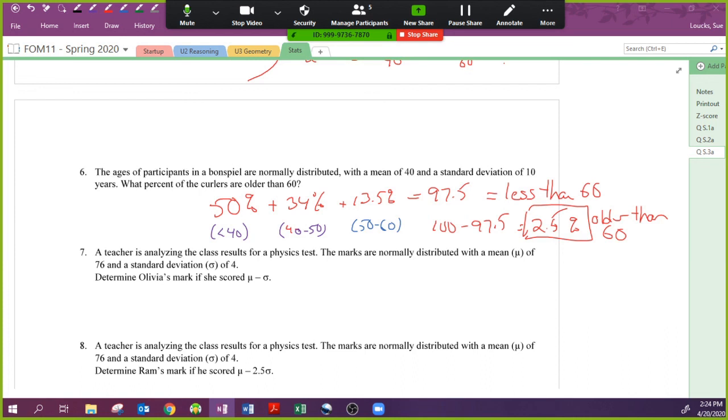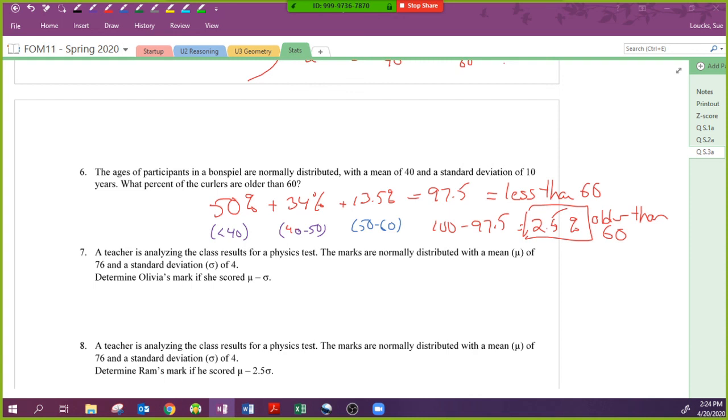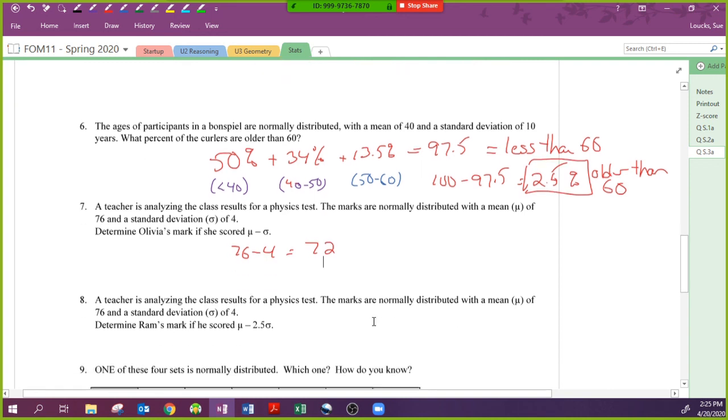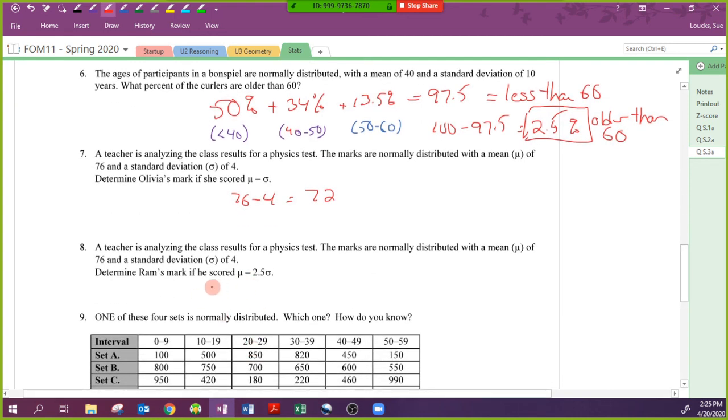A teacher is analyzing the class results for physics tests. The marks are normally distributed with a mean of 76 and a standard deviation of 4. This is just counting on, this is 76 minus 4 equals 72. B is going to be 76 minus 2.5 times 4, which gets me 66. Okay, those ones are probably the easiest questions on here.